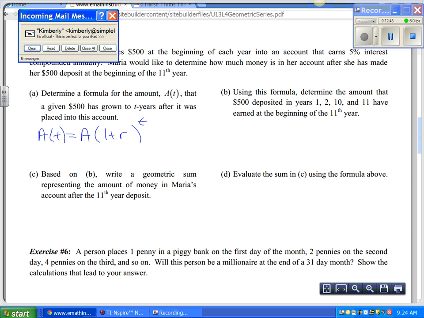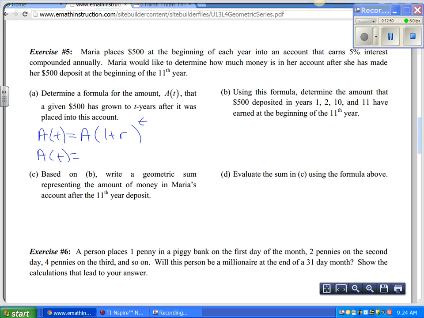Now, we actually have to put some values in here. Okay? A of t we have to keep. What is A? Yeah, that's the initial amount she puts in. What's my rate? 0.05, right? Raised to the t. So this actually winds up being A of t equals 500 times 1.05 raised to the t. So there's our nice formula.